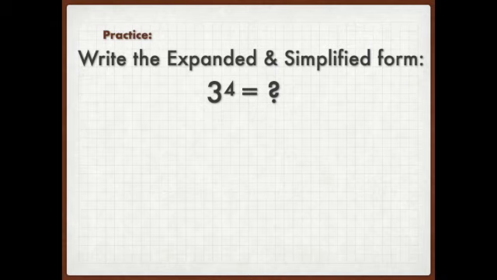Okay, write the expanded and simplified form. Remember, expanded meaning, if we have 3 to the 4th power, you're going to write 3 times 3 times 3 times 3. The simplified is just the answer. And that gives me 81.